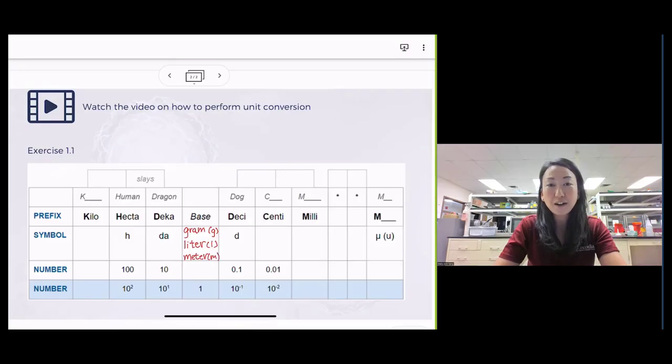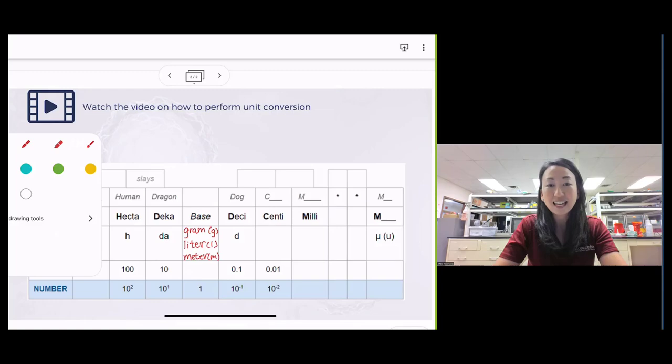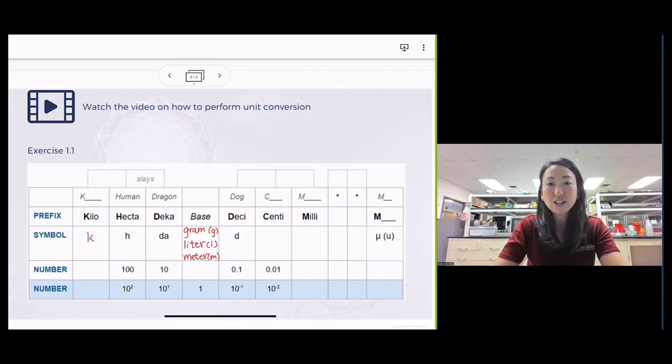Now, scientists often tag on prefixes to the base unit, which changes its meaning. For example, starting at the far left, the prefix kilo, which can be abbreviated as k, would mean 1,000 times the unit. So tagging on kilo to gram, which equals kilogram, you can also write it as kg, will equal 1,000 gram. So 1 kg will equal 1,000 gram, or 10 to the third gram.